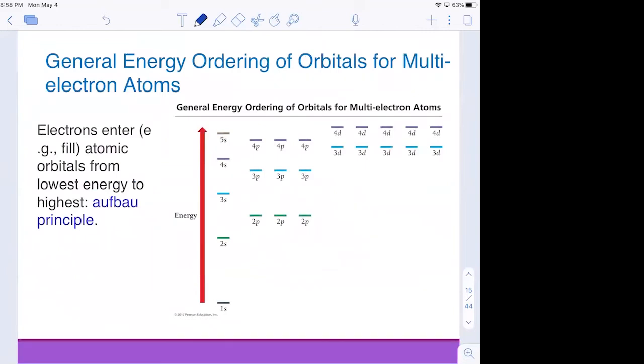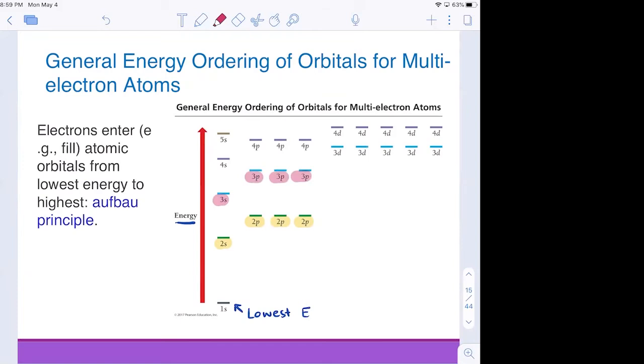Now, here's a general ordering of orbitals for multi-electron atoms. What we see is that the 1s is the lowest energy. Energy is increasing here on the y-axis. So we do start with the 1s. Then we see the 2s followed by the 2p. P's are a little bit higher in energy than s's. Then we see the 3s and the 3p.